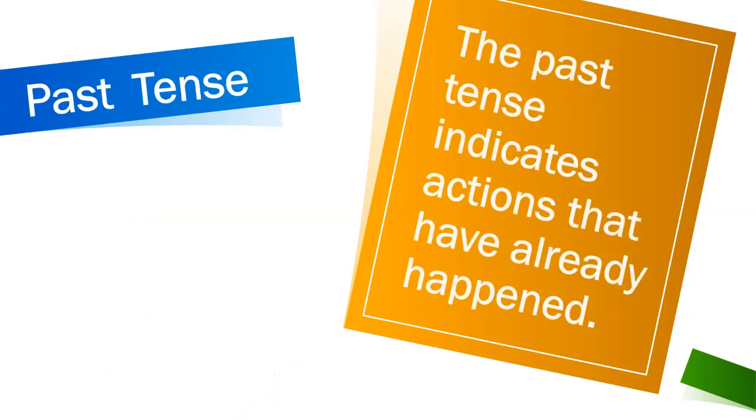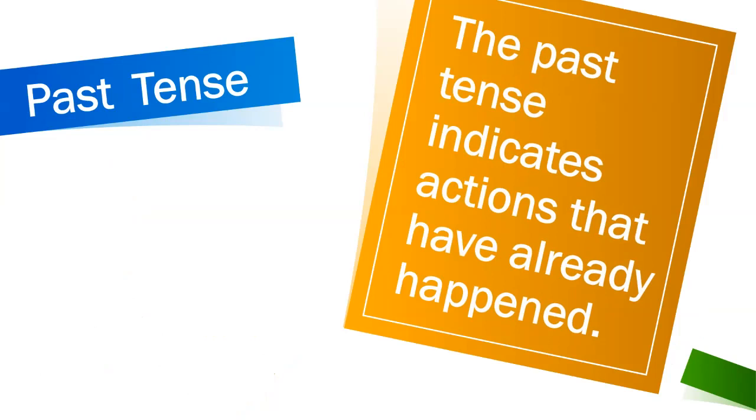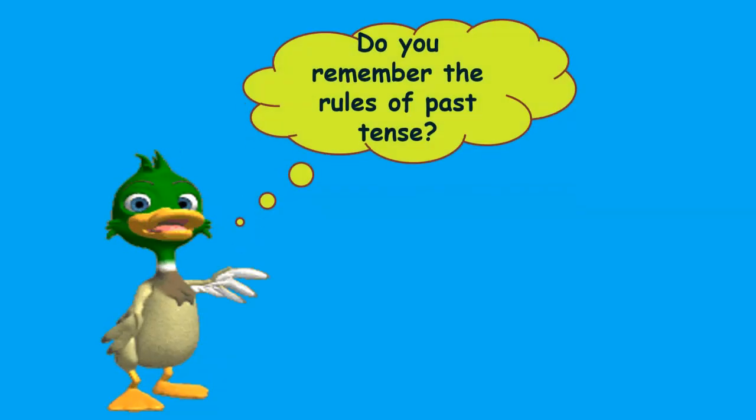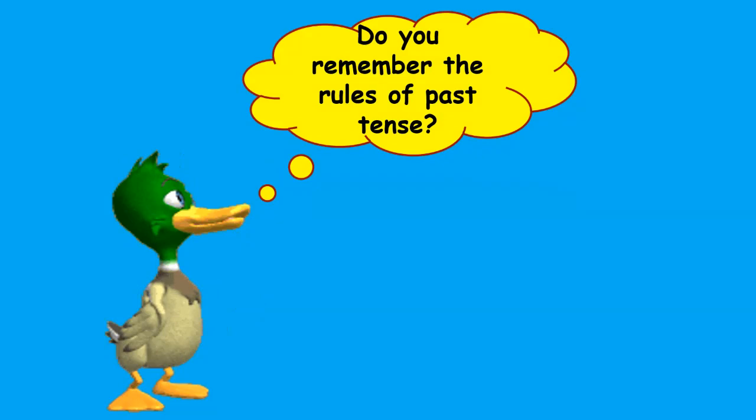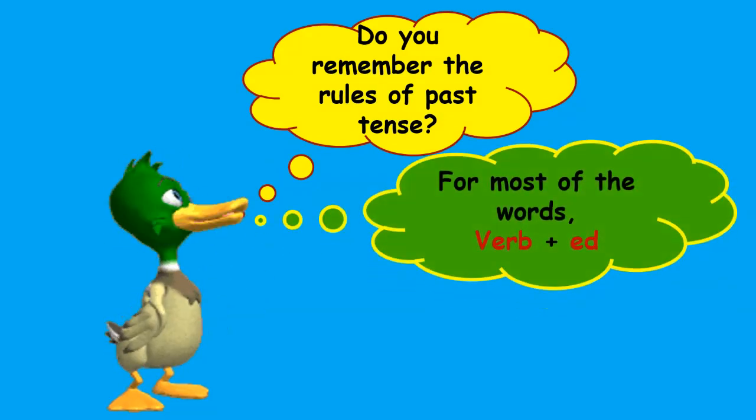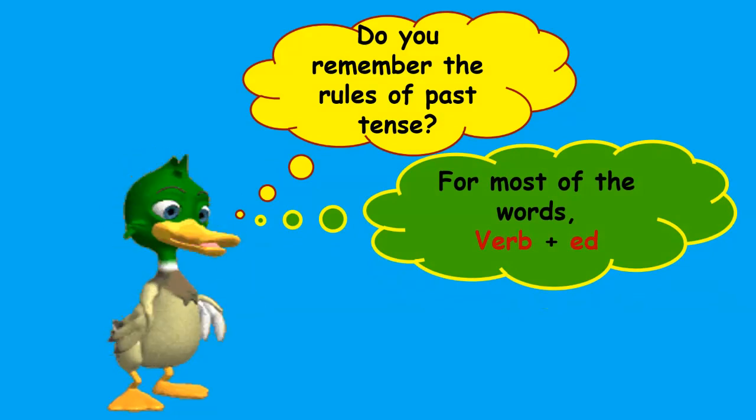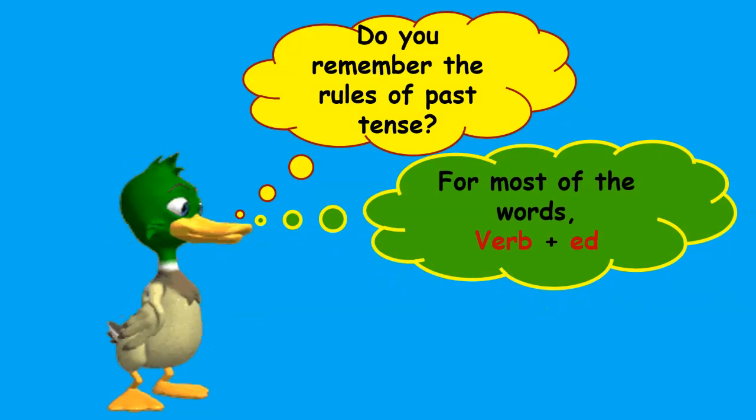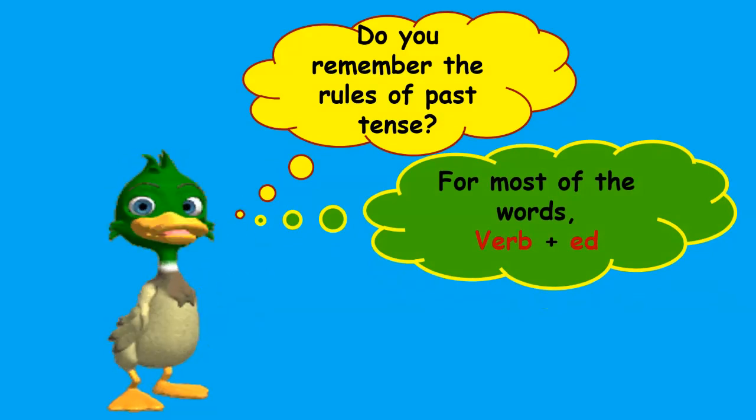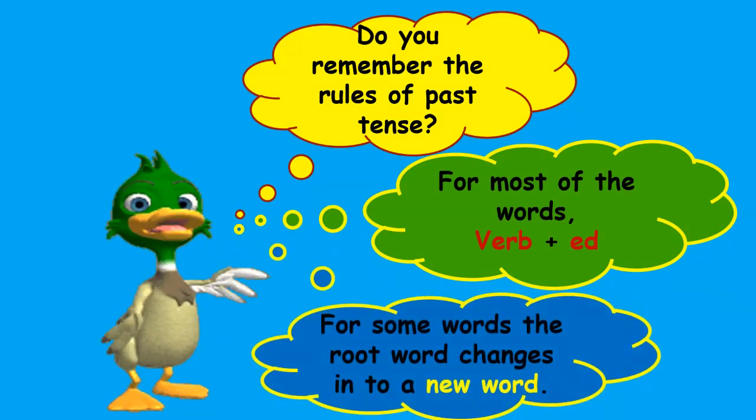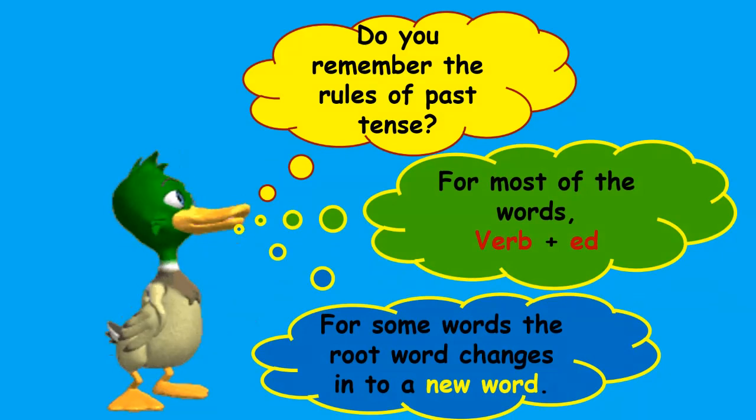Past tense. The past tense indicates actions that have already happened. Do you remember the rules of past tense, children? For most of the words, verb plus ed. For most of the words, we add ed at the end of the verb. For some words, the root word changes into a new word.